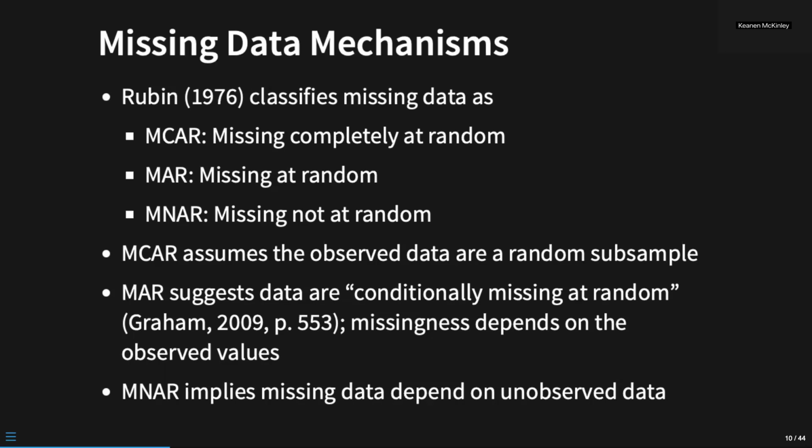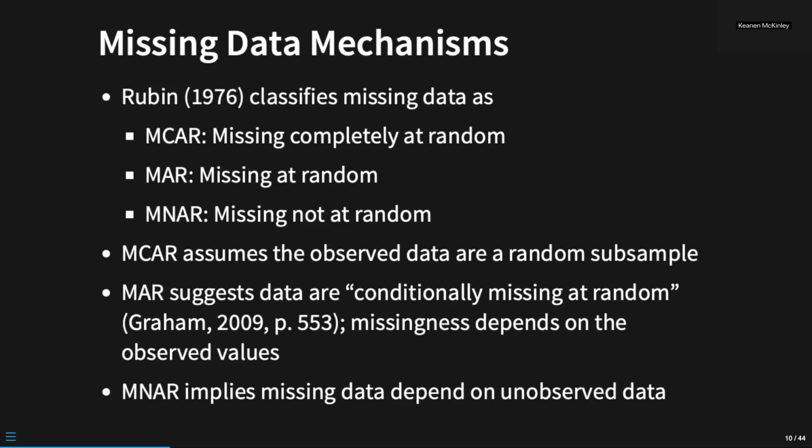MAR is kind of like the goal that we work towards. This suggests that data are conditionally missing at random once we've considered the observed variables. So very generally, we're making the assumption that we can handle missing data because of the information and data that we've collected in our study. So we're able to use the observed data to move ourselves towards this assumption.